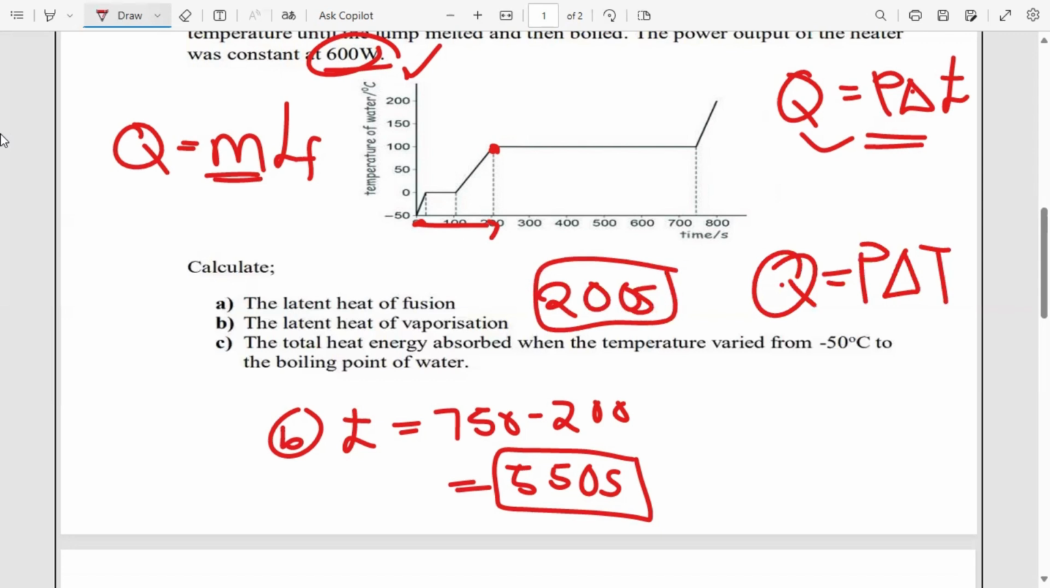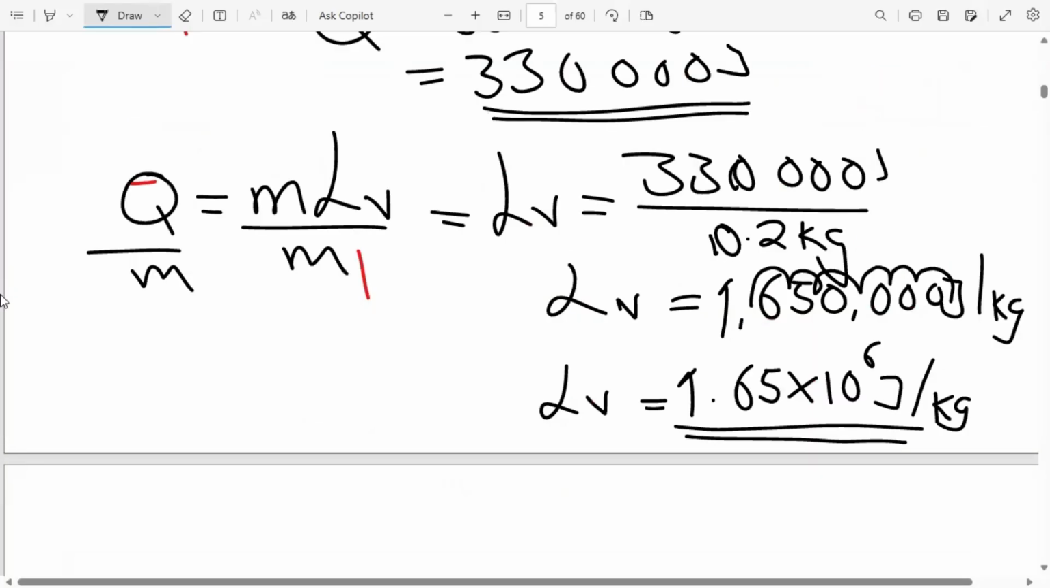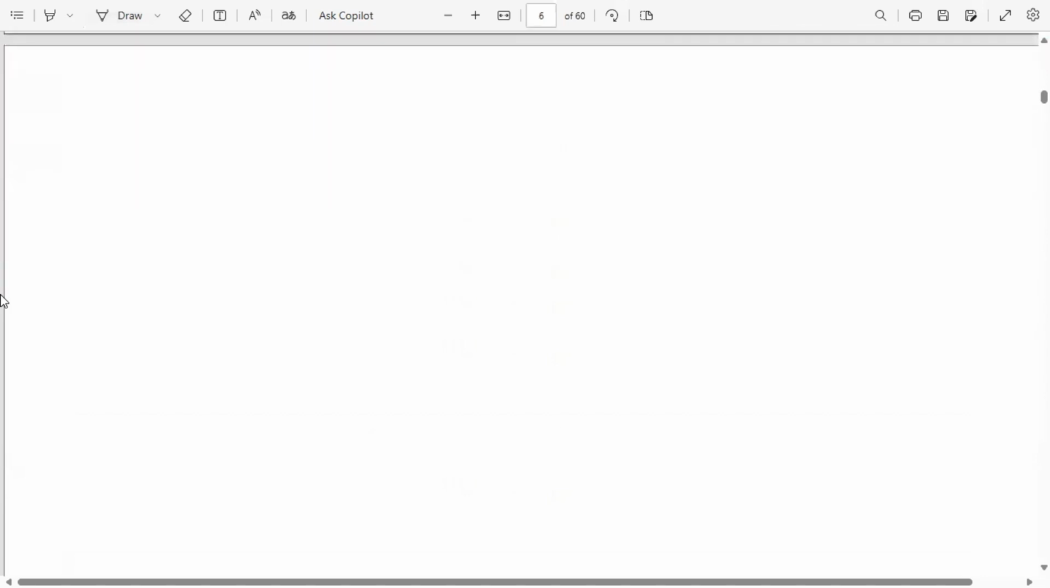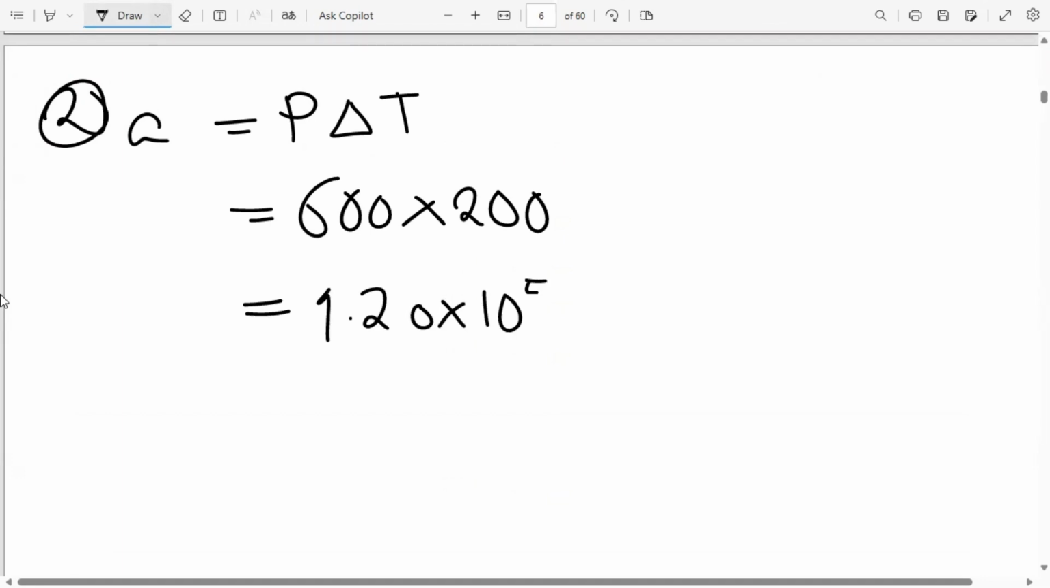And the power supply we've constantly mentioned to say it's constant at 600 watts. So what am I going to do? I'm going to say part C, or question 2C, will be equal to power multiplied by delta T. This will be equal to 600 multiplied by the change in time, which is just 200 seconds. And this is actually going to be equal to 1.2 times 10 to the power 5 joules.